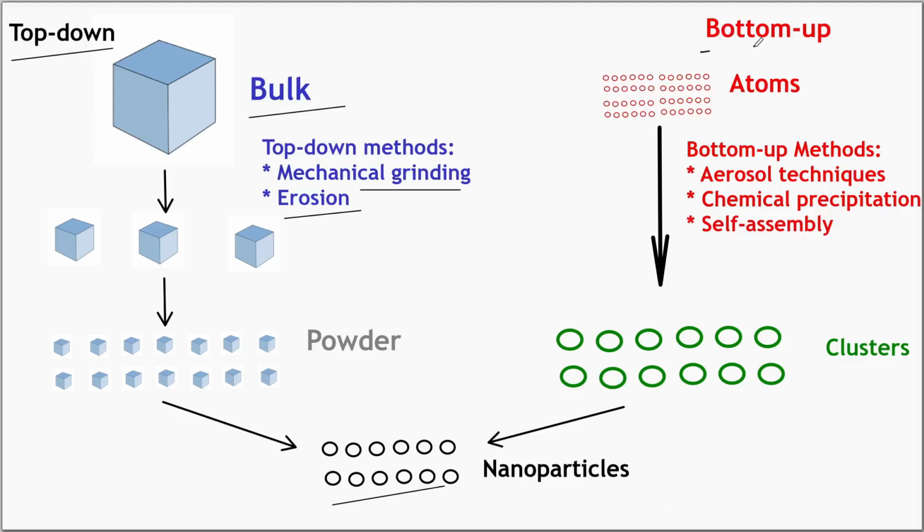Similarly, in the case of bottom-up methods, atoms and molecules are taken and they are manipulated one by one to obtain the clusters, and from the clusters we develop the nanoparticles. We have aerosol techniques, chemical precipitation and self-assembly, as well as the sol gel technique. They are the examples for the bottom-up approach.